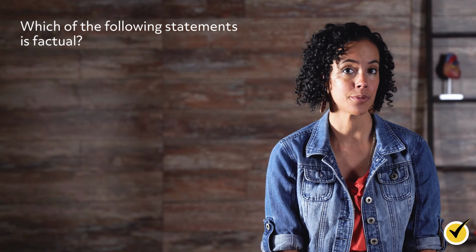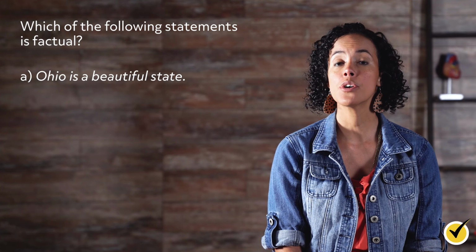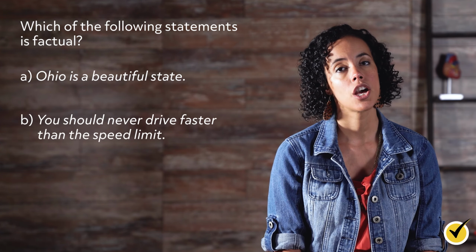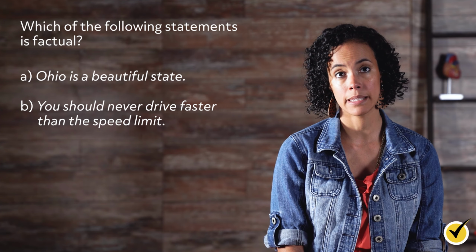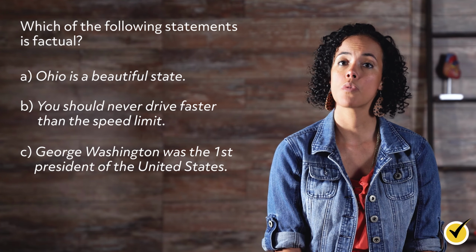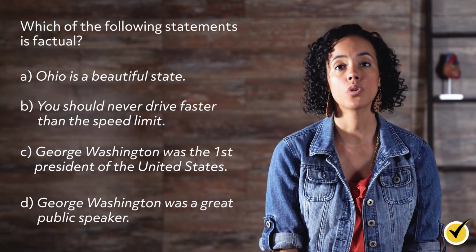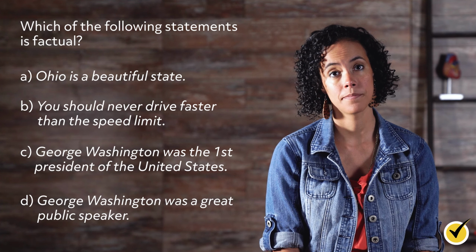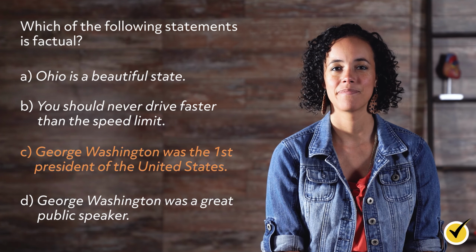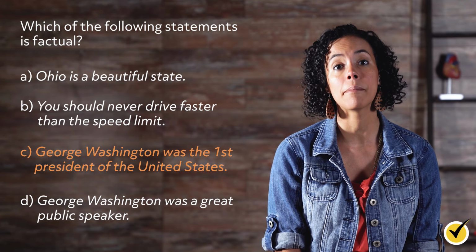In essence, facts can be verified by evidence, and opinions are statements of belief, attitude, value, judgment, or feeling. Before we go, let's look at a quick review question. Which of the following statements is factual? A. Ohio is a beautiful state. B. You should never drive faster than the speed limit. C. George Washington was the first president of the United States. Or D. George Washington was a great public speaker. The answer is C. This is the only option that can be backed up by evidence.